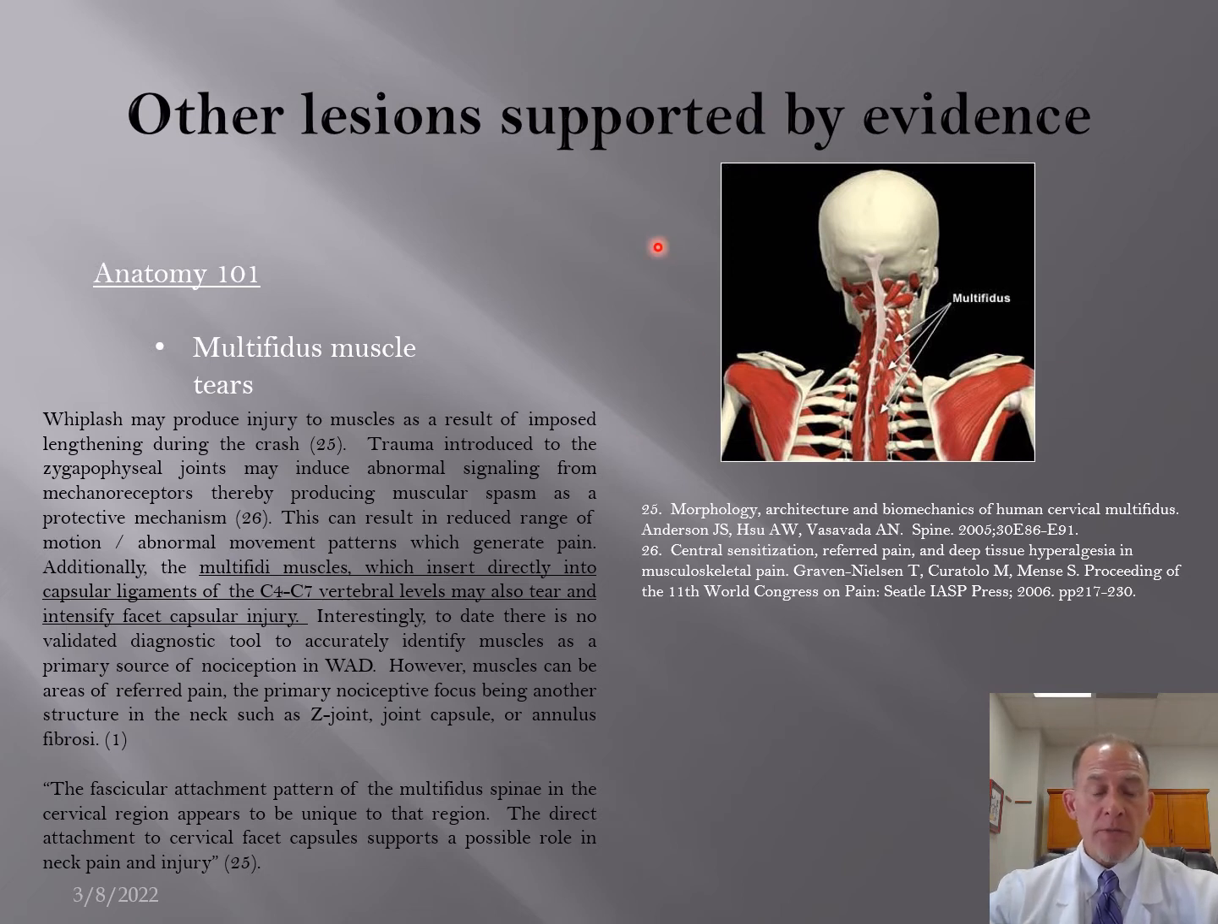So the multifidus muscles are somewhat unique. They insert directly to the capsular ligaments of the C4, so that's about mid-cervical spine, to C7, the base of the cervical spine. And they may also tear and intensify the facet capsular ligament injury. So these are significant injuries that occur, again, in the absence of visualization on your MRI.